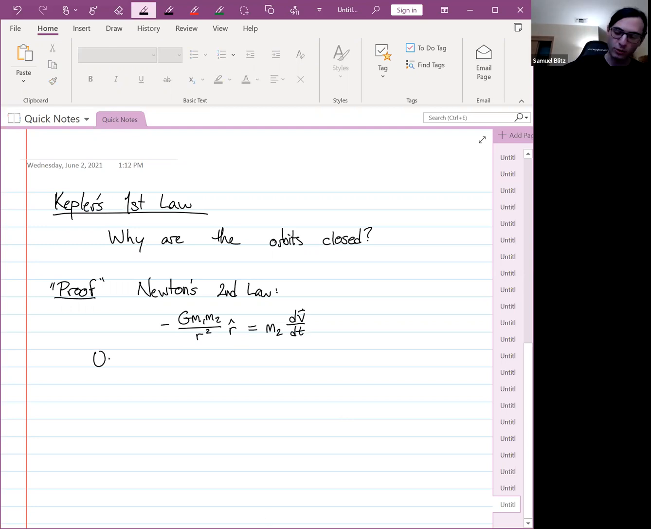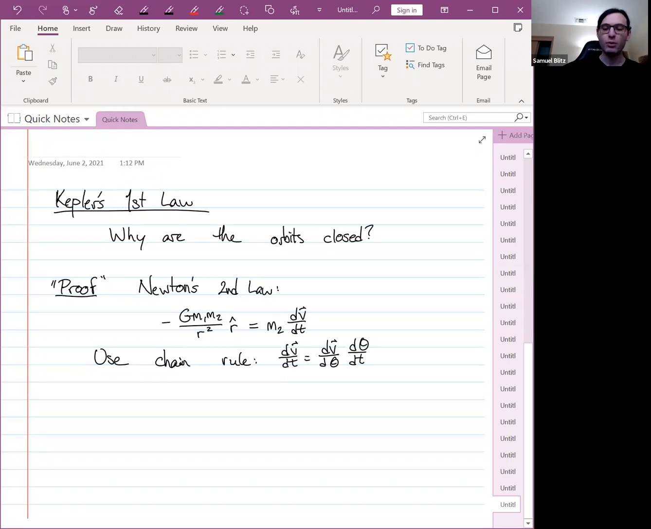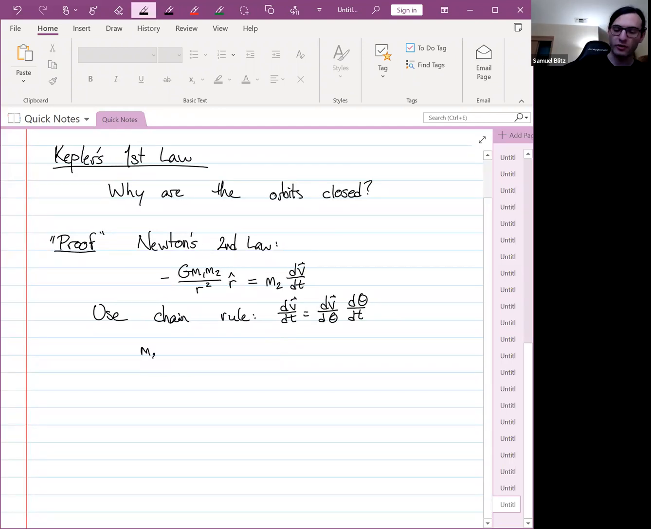So now we're going to use the chain rule in a way that you guys probably haven't seen before. We're going to write dv/dt as dv/d theta times d theta/dt. Kind of a strange thing to do, but I promise it'll be useful. And so what we end up with from Newton's second law is m2 times dv/d theta times d theta/dt equals minus G m1 m2 over r squared r hat.